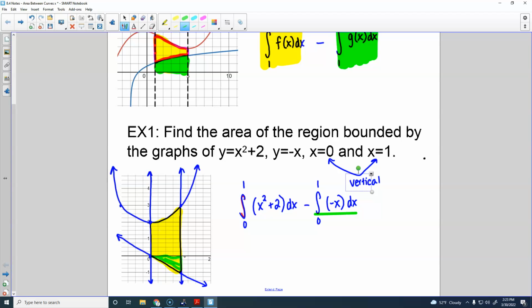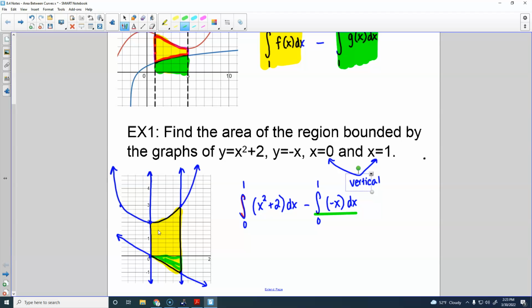But if you just always do top minus bottom, it will work out, because what's going to happen is this is going to be a negative area, but you've got a minus sign right here that takes care of that negative, right? So negative, negative will become positive, and it'll add that green area and that yellow area together to give you what you're looking for. So it should always work to do top minus bottom there.